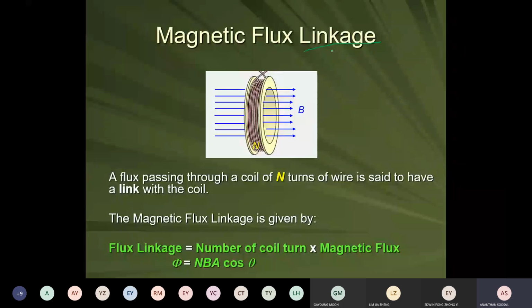Linkage comes in when it has not one turn but N turns. If it has N turns, the magnetic flux is not only BA cos theta, but NBA cos theta. N is multiplied to get the total flux. It is called flux linkage.